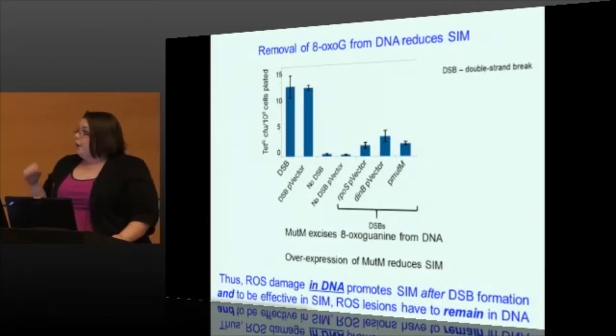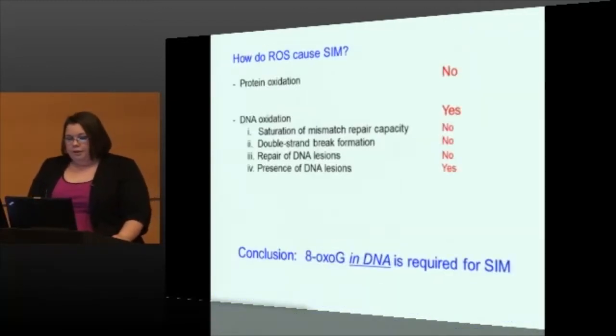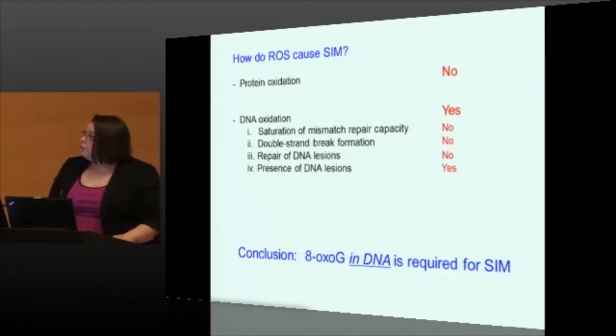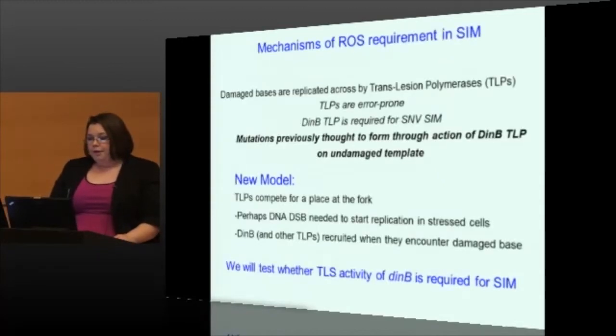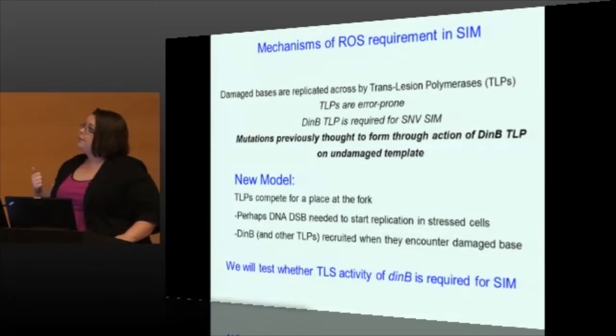So from this, we know that ROS is promoting SIM through damaging DNA after double-strand break formation, and that to be effective, those ROS-damaged bases have to remain within the DNA. So from this, I hopefully have convinced you that not only are reactive oxygen species required, they are specifically required to create 8-oxo-G lesions and for those lesions to remain unrepaired in the DNA. So a possible mechanism: we know that damaged bases are replicated across by translesion polymerases, that these polymerases are error-prone, and that we require them for mutation formation.